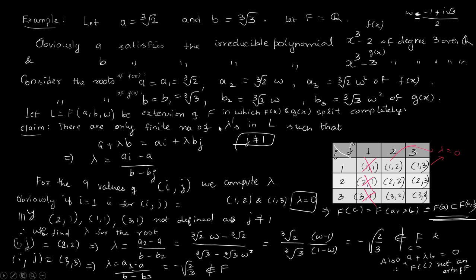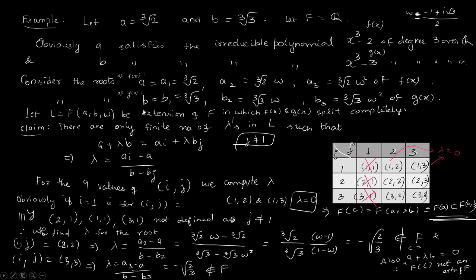If you want it for this alone, then for cube root of 2, that is A omega. For this alone, it means B omega, f of B omega. For both of them together, when we consider, it is L. So L is the extension of f in which these two completely split. Now we claim that there are only a finite number of lambdas in L such that A plus lambda B equals AI plus lambda Bj for j not equal to 1.